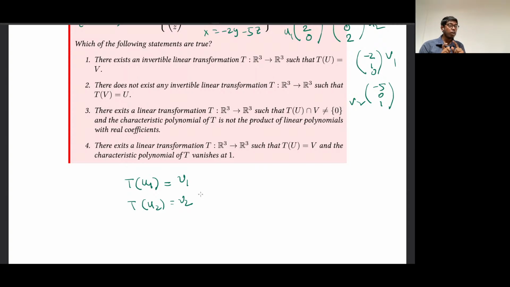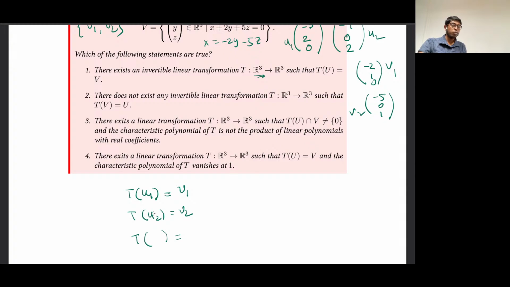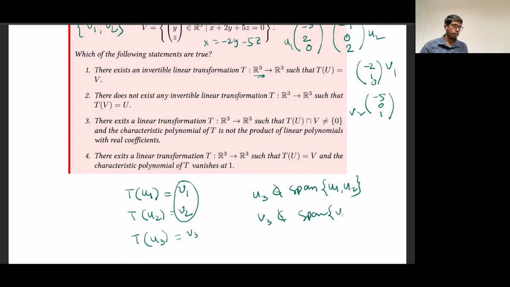And now, if I want T to be invertible, I will need a basis, okay? Since T is from R3 and U1 and U2 are two vectors, I can always choose a third vector. I just write U3, with T of U3 equal to V3, where U3 is not in the span of U1, U2, and V3 is not in the span of V1, V2.